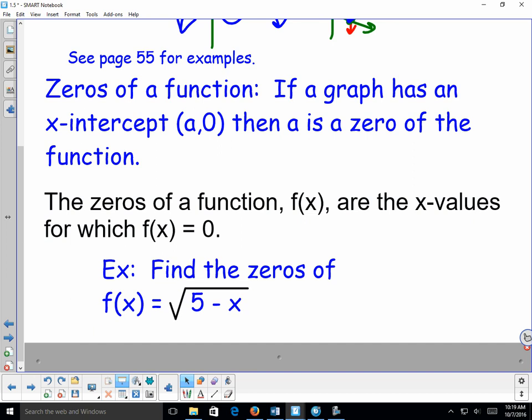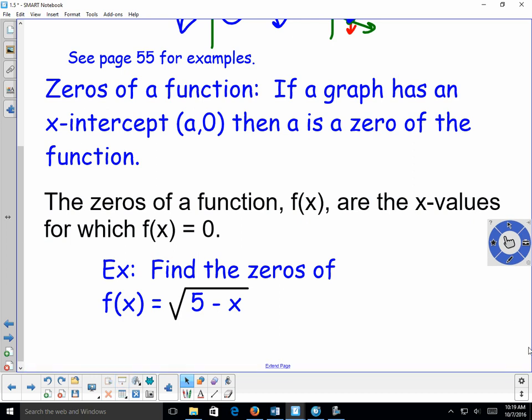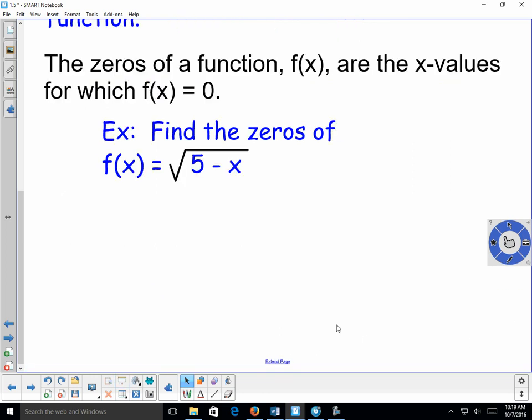So if we want to take a look at this example, if we're asked to find the zeros of the function, that means we want to know when is this function equal to 0. So in order to find this, we can just, that's not what I wanted to happen. That's what I wanted to happen. All right, so if we want to find the zeros of the function, we're going to set our function equal to 0.